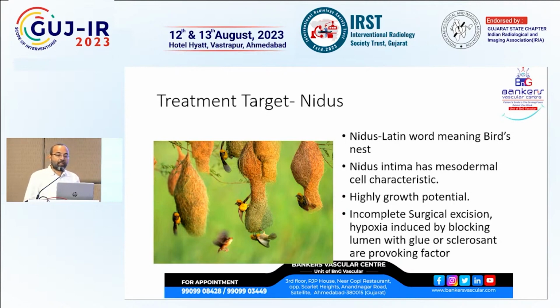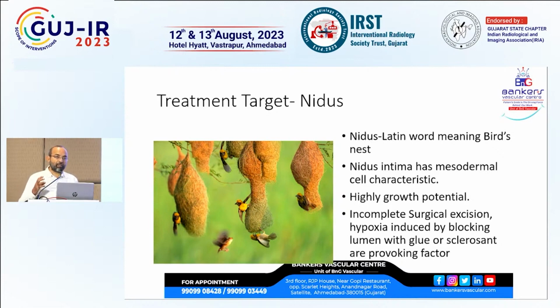And second, many patients come having had glue embolization or some sclerosant agents. They have gone for sclerotherapy. But what happened in this glue embolization or sclerotherapy? They block the lumen of this vascular malformation. But these nidal cells have an extraluminal blood supply.